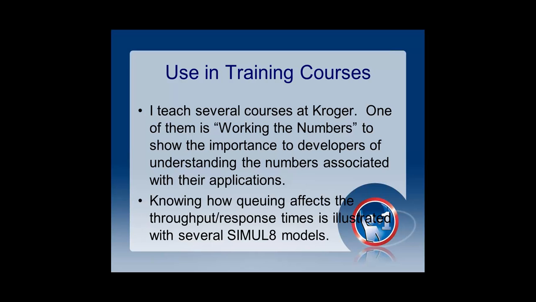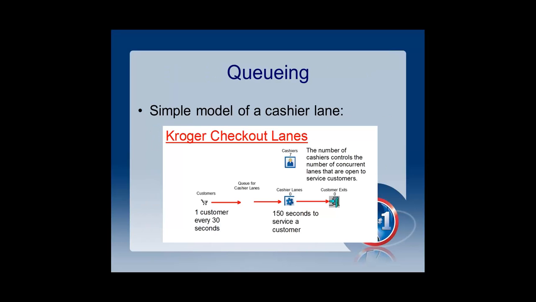One of the ones I've used is a simple model for a cashier lane. This is probably one of the first models that if you get SIMUL8 that you wind up building. It will probably take about 10 or 15 minutes with drag and drop to build this. And so you've got things, here's my input, how many customers are arriving, like one every 30 seconds. There's a queue here for the customers.